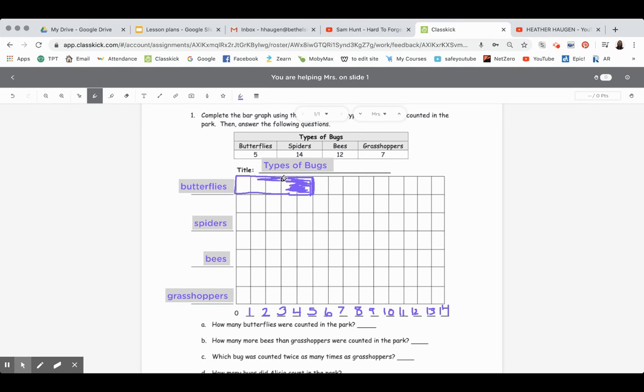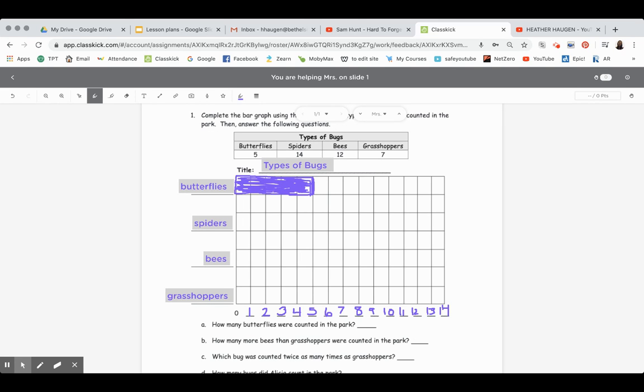I'm using very short strokes when I'm coloring on my computer using the mouse pad because I don't want to get too crazy. So I'm just trying to go very, very careful. So go ahead and do 5 butterflies in your packet.